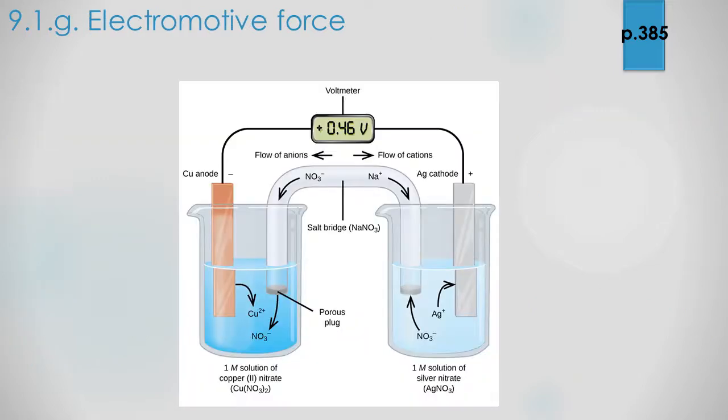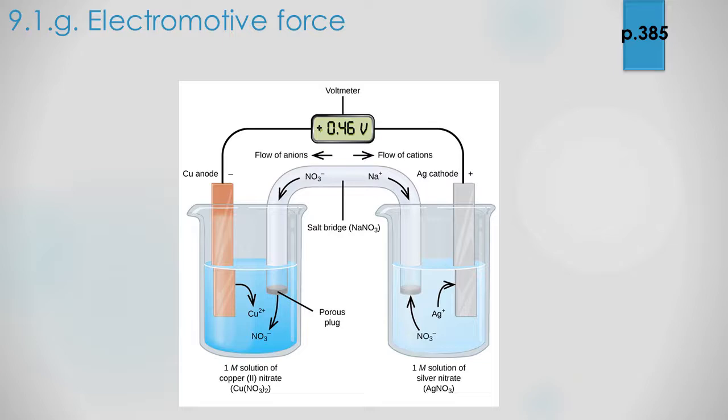For example, we have this cell constructed from copper and Ag. As you notice, Cu is at the anode, Ag is at the cathode. The electrodes are connected using wires, so the metal strips are the electrodes. The beakers or the compartments are connected using a salt bridge containing NaNO3. When the circuit is complete, the high resistance voltmeter is going to measure the potential difference between Cu and Ag, and it's going to be plus 0.46.